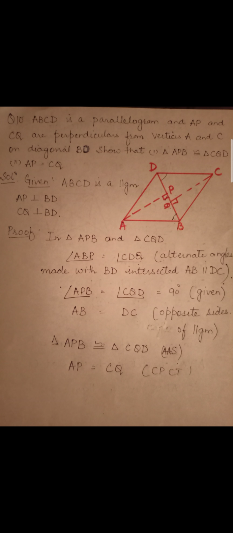Then angles APB and CQD are 90 degrees, this is given. AB is equal to DC. These are the opposite sides of a parallelogram. Now triangle APB is congruent to triangle CQD by AAS. If triangles are congruent, then AP is equal to CQ by CPCT.